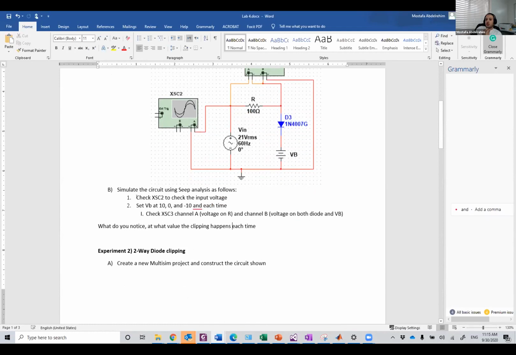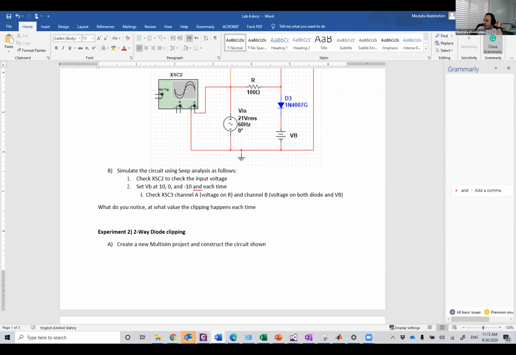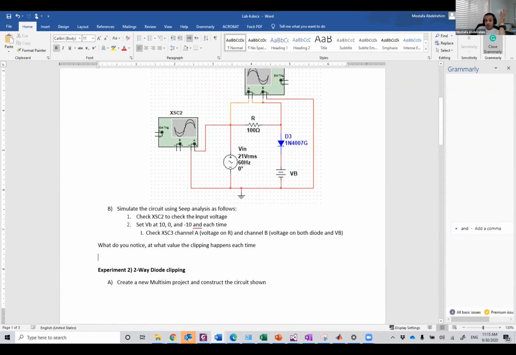And of course, you should know by analysis, without oscilloscope or Multisim, you should expect by hand what the output should be at -10, or when VB is negative in general, like the homework. Okay, so guys, open Multisim now, and you have 10 minutes. After 10 minutes, I will ask you.